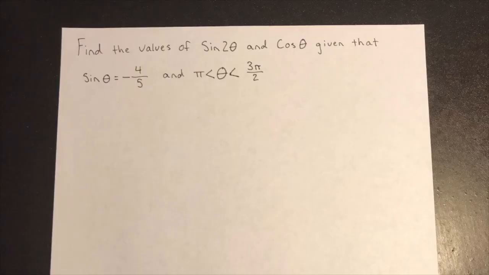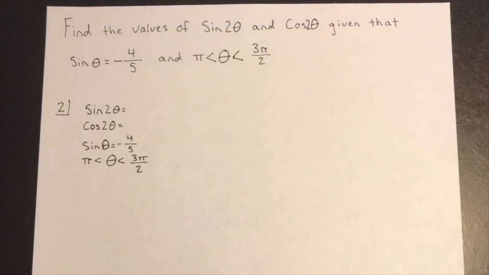It is very important to read the problem over multiple times so that you understand what the problem is asking. In this case, it says to find the value of sine 2 theta and cosine 2 theta, given that sine theta equals negative 4 over 5 and pi is less than theta and theta is less than 3 pi over 2.